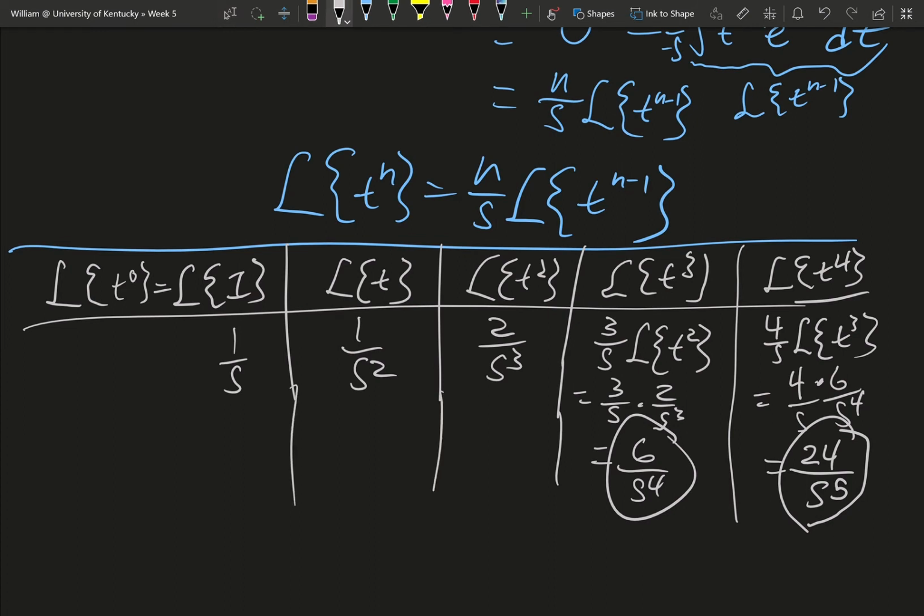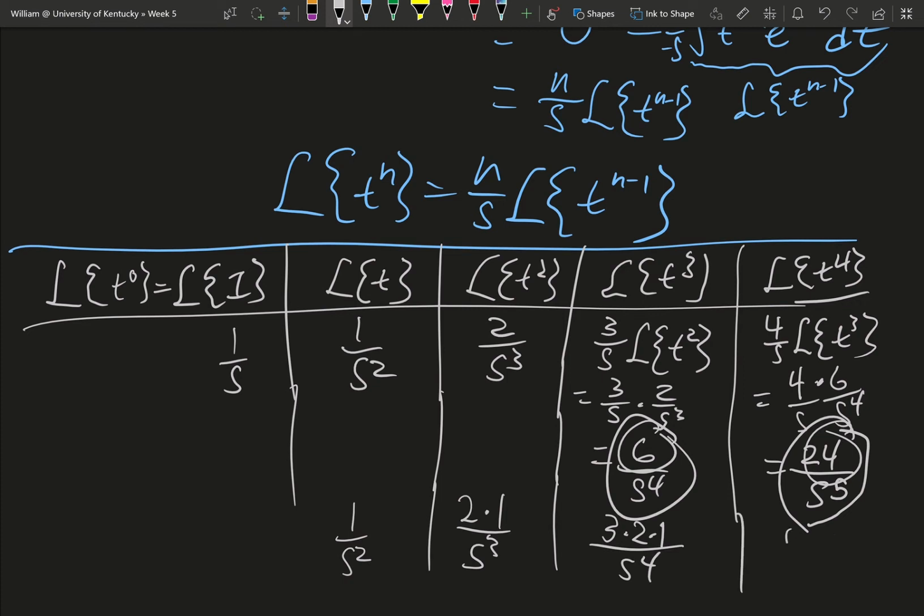Okay, so you might also recognize these numbers in a different way if I don't actually do the products. So I have 1 over s squared here. Here I have really 2 times 1 over s cubed. Here I just multiplied by 3, so 3 times 2 times 1 over s to the fourth, and 4 times 3 times 2 times 1 over s to the fifth.